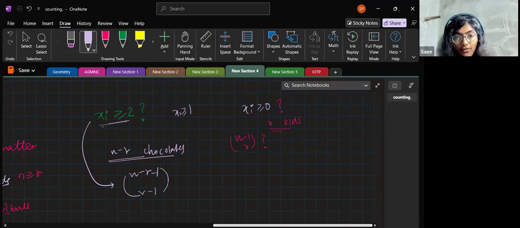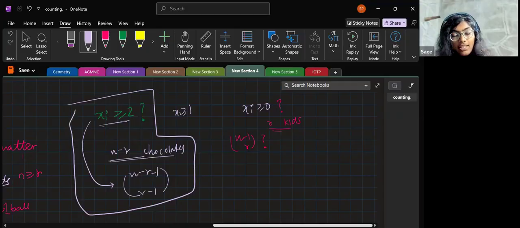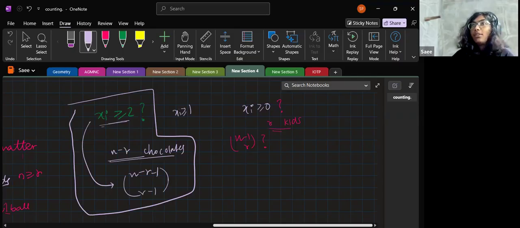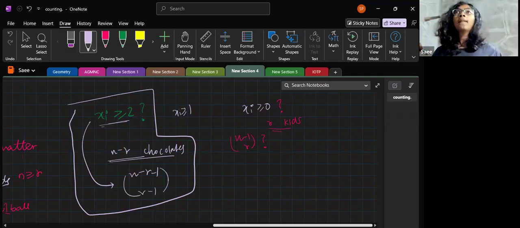Just think about something along the lines of the exact reverse idea of this. How did we deal with the xi at least 2 case? We gave everybody one chocolate and then solved it from there. Instead, now here what we can do is increase the number of chocolates by some amount, distribute the chocolates so everybody gets at least one chocolate, and take away one chocolate from everybody. So now people can have 0 chocolates.